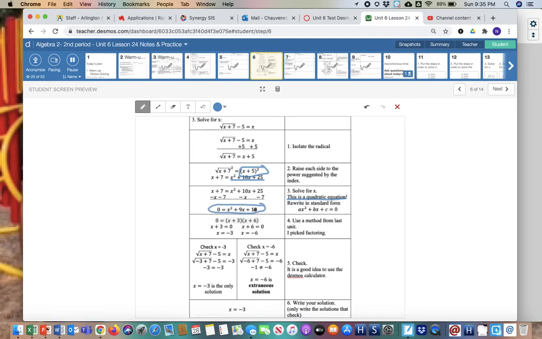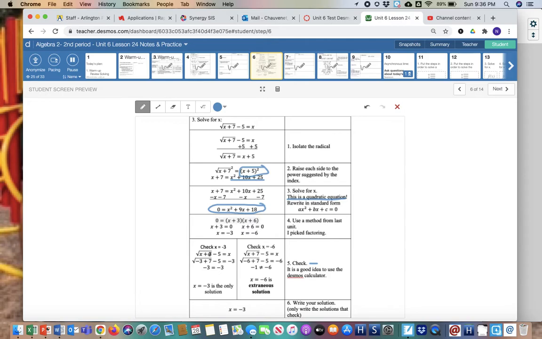And now you can solve with any of the methods. You could factor, you could graph, you could quadratic formula. In this case, I would just factor, because it's pretty simple factoring, right? Multiply to 18, add to 9, would be 6 and 3. And then we're going to set it equal to 0, okay? And then solve, so I get x equals negative 3 and x equals negative 6. But as we said before, you have to check.